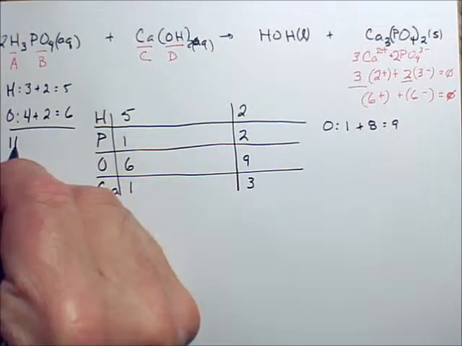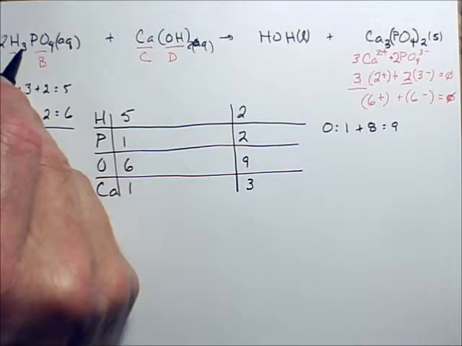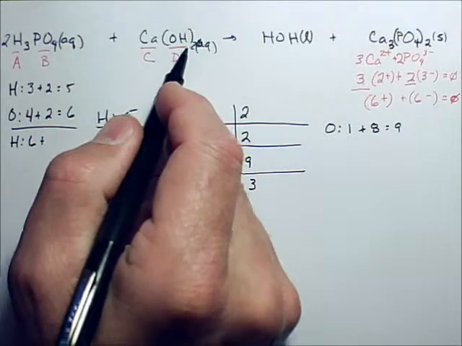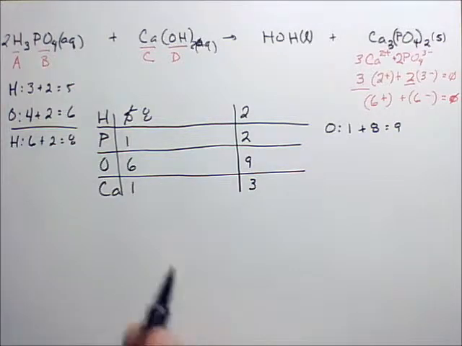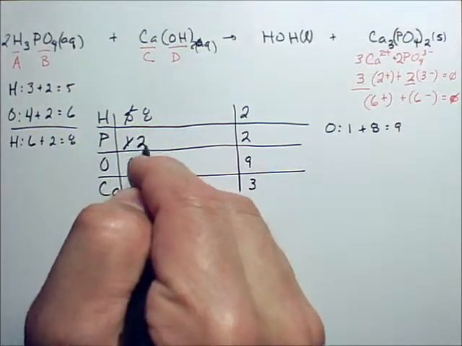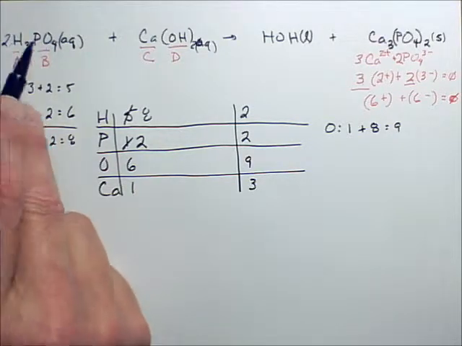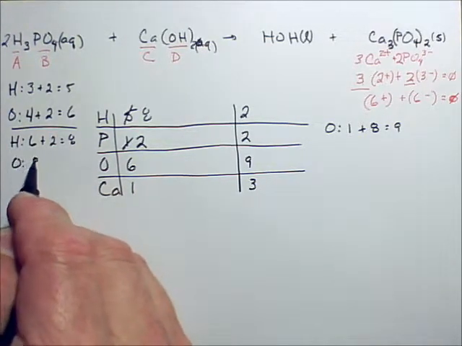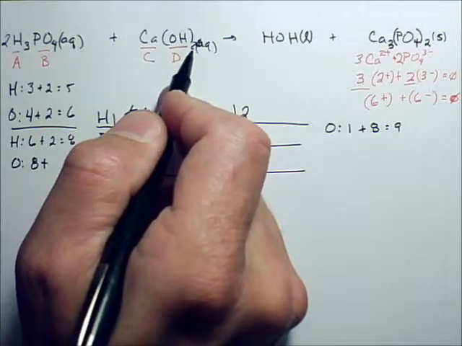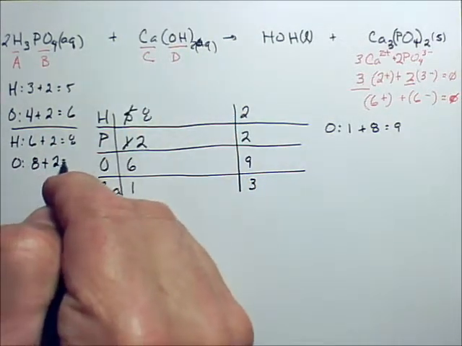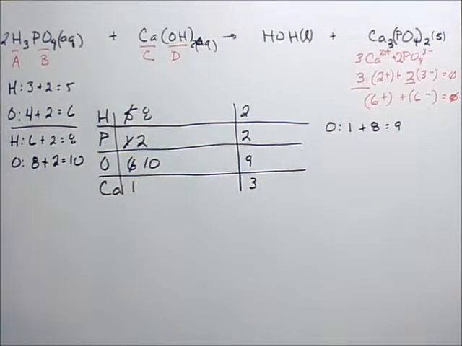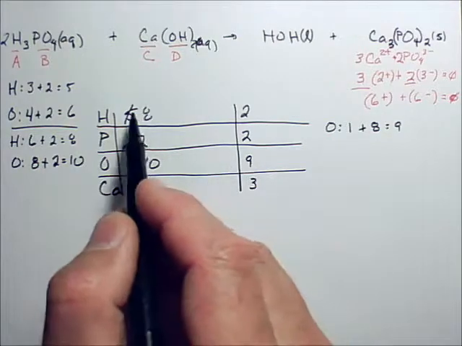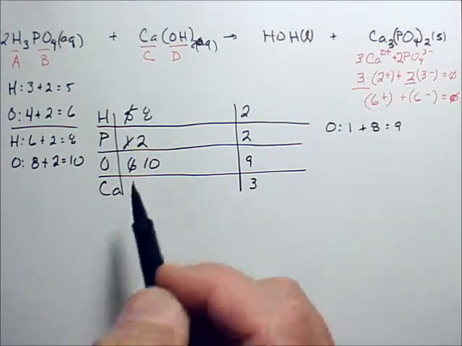So let's see. I've got 2 times 3 hydrogens, or 6 hydrogens. And over here I've got 2 hydrogens. So right now I've got 8 hydrogens. I've got 2 phosphoruses. 2 times 4 oxygens, or 8 oxygens, plus 2 times 1, or 2. That's 10 oxygens, isn't it? Well, we've got to save oxygen for last and hydrogen next to last. Got to go to calcium next.